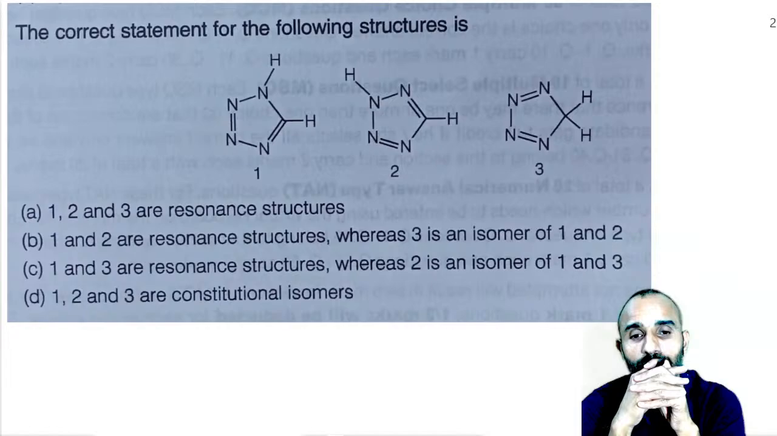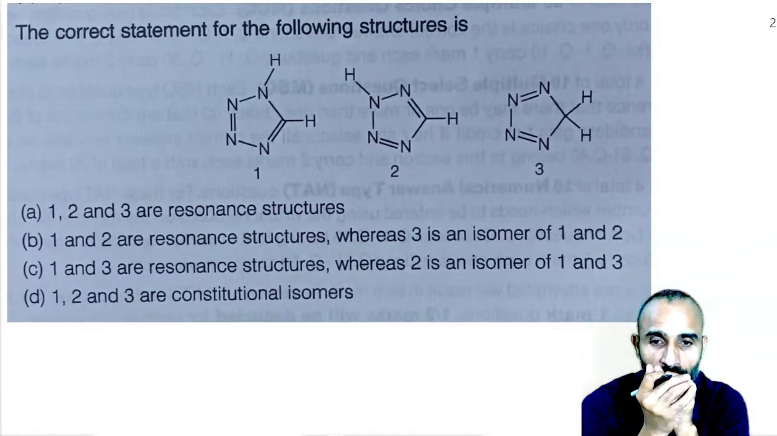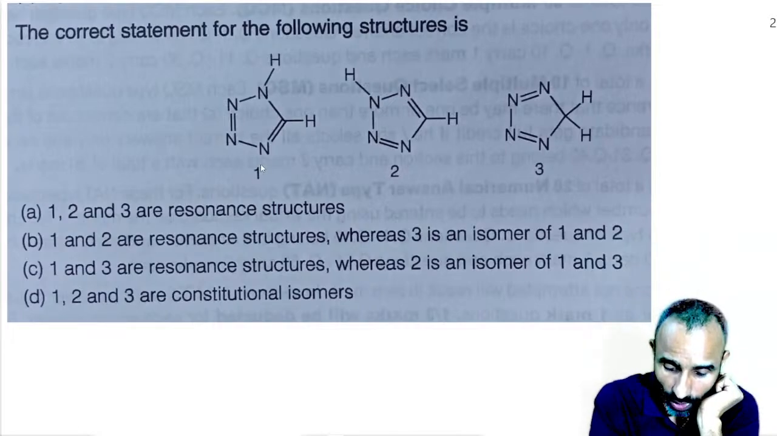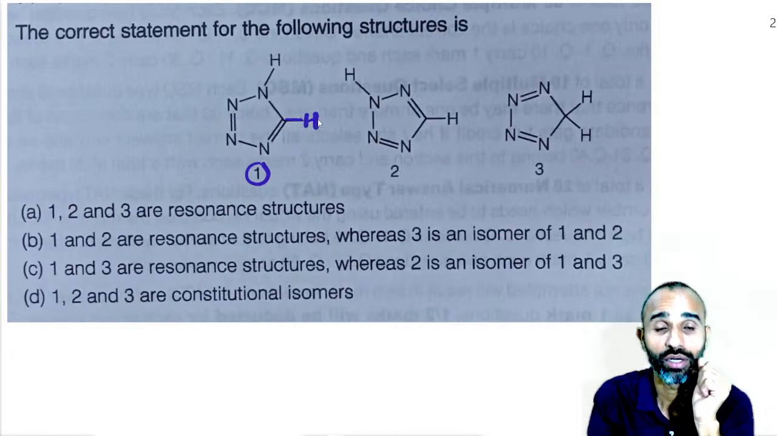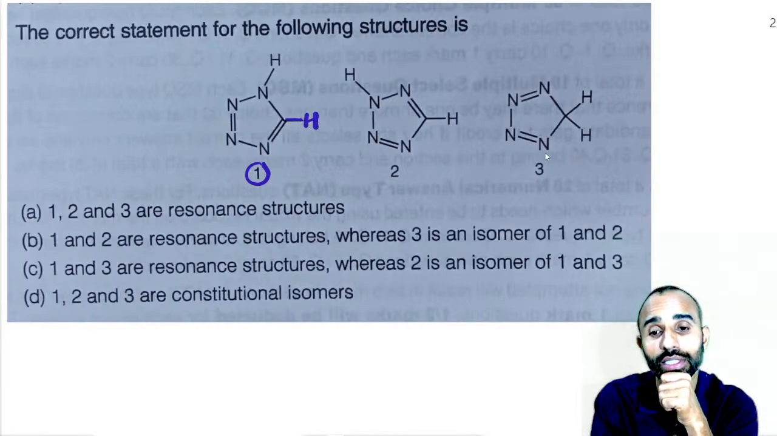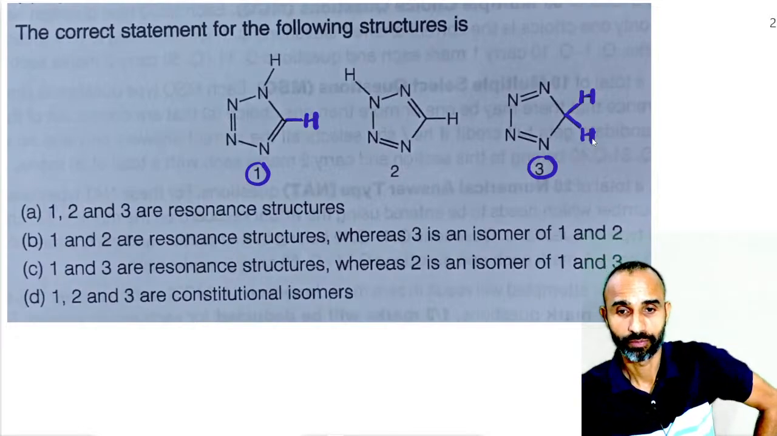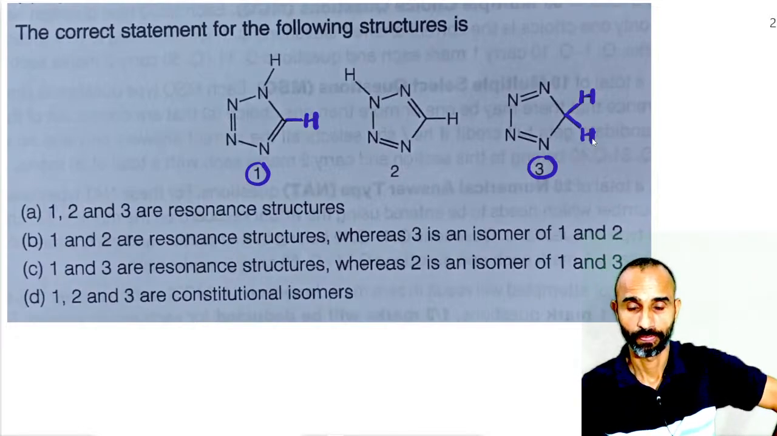Yes, sir. If the pi bond in one between N and C shifts to N bond, and in one, the carbon is attached to one sigma bond and one hydrogen. In third, carbon is attached to two hydrogens. There is a shifting of atoms as well.